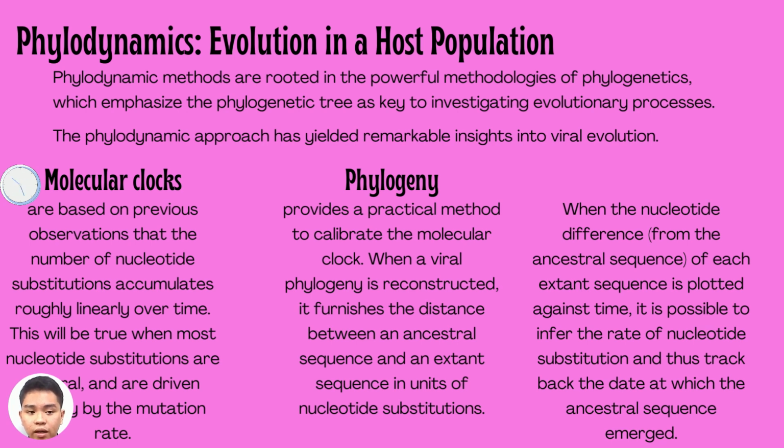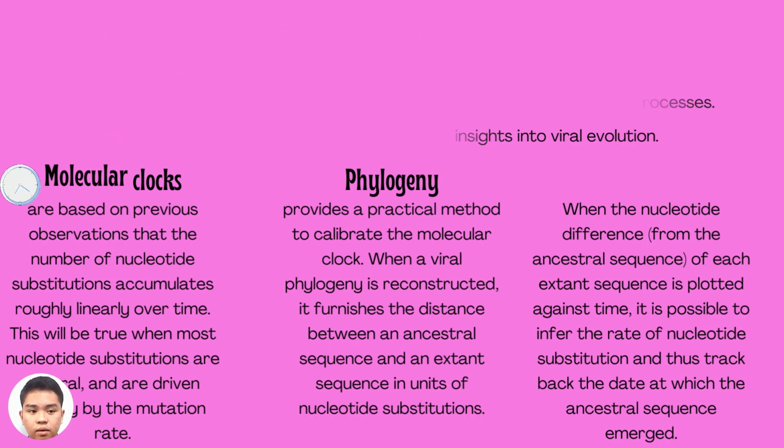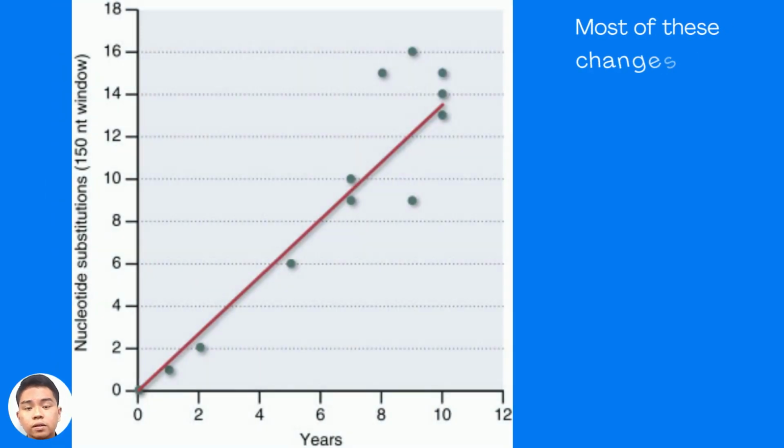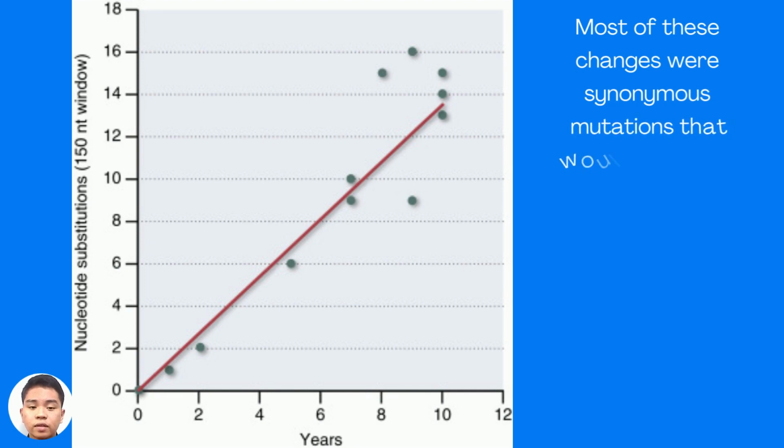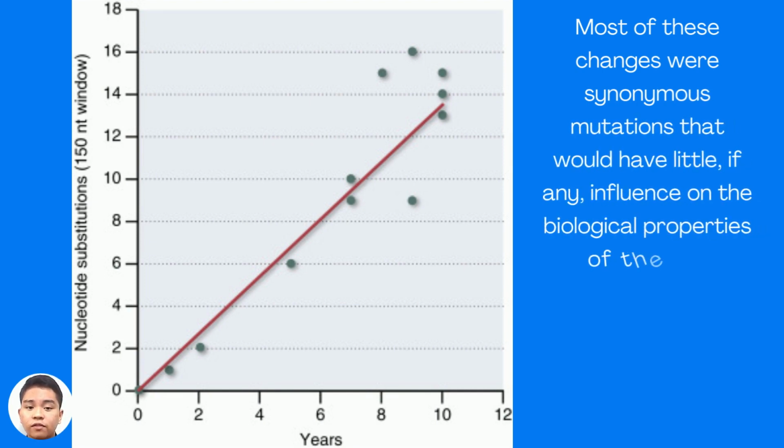And we also use molecular clocks to measure and determine where the virus originated. We can also see in this graph that most of these changes were synonymous mutations that would have little, if any, influence on the biological properties of the virus.